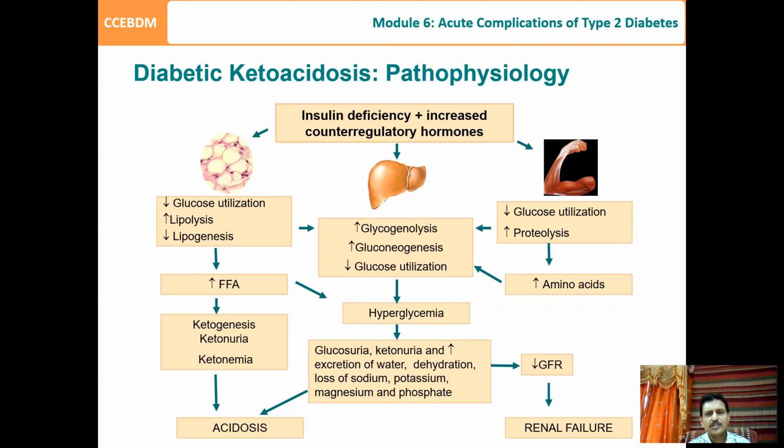Now the problem is that the peripheral tissues, especially fat and muscles, cannot consume glucose unless there is insulin. So once there is no insulin, the tissues will suffer from a lack of calories. So it is basically a state of relative starvation. Once there is a state of relative starvation, the body will try to mobilize energy from other sources. And the other source is fat and protein.